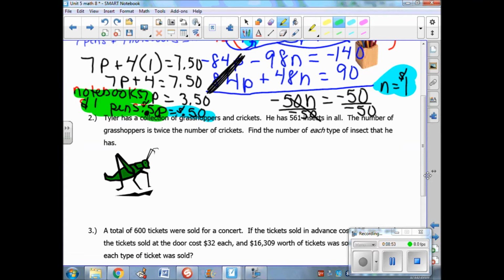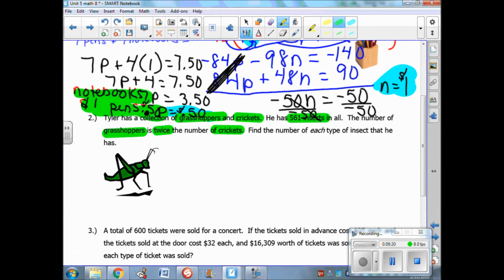Tyler has a collection of grasshoppers and crickets. He has 561 insects in all. Total, 561. So a collection of grasshoppers and crickets. The number of grasshoppers is twice the number of crickets. Find the number of each type of insect that he has.